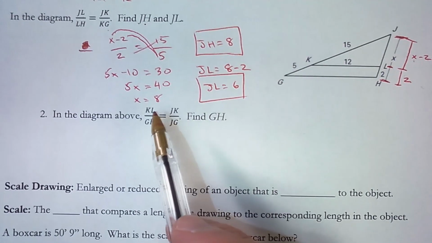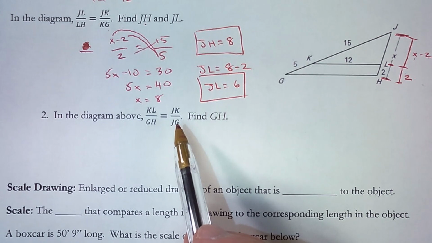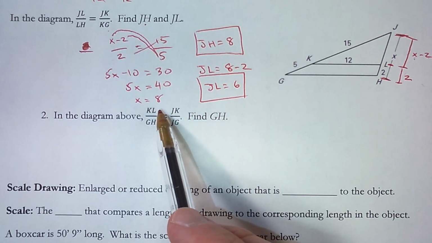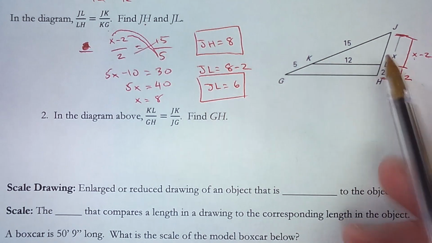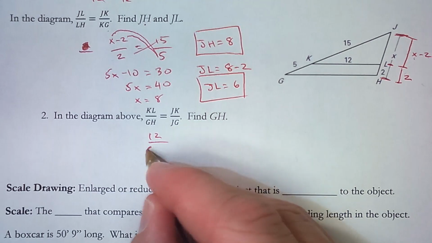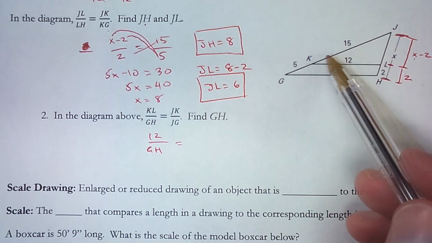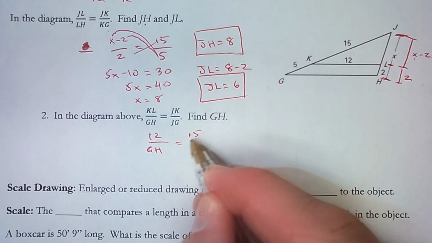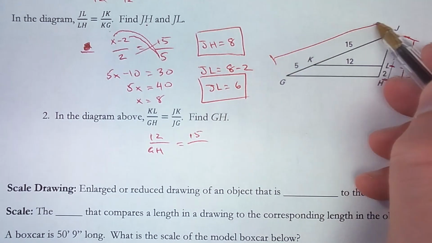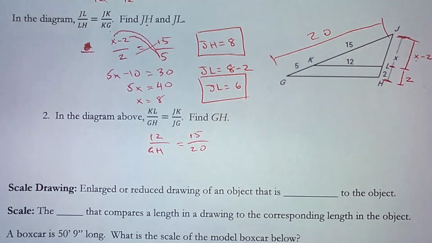In the diagram above, KL is to GH as JK is to GJ. Find the length of segment GH. So KL is 12. GH is unknown. JK is 15. And JG is 5 plus 15, so JG is 20.